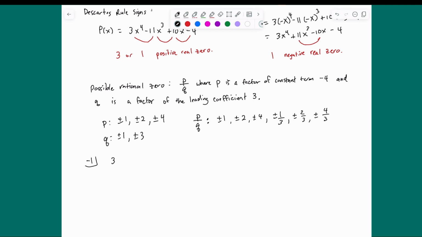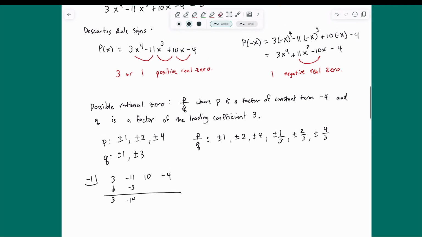So we get 3, -11, 10, and -4, and then this will tell us if -1 is a 0 or not, if we get a remainder of 0. And so we bring down the 3, so we get -1 times 3, which is -3, -11 plus -3 is -14, and I'm going to make a mistake here because I forgot our polynomial here is missing an x squared.